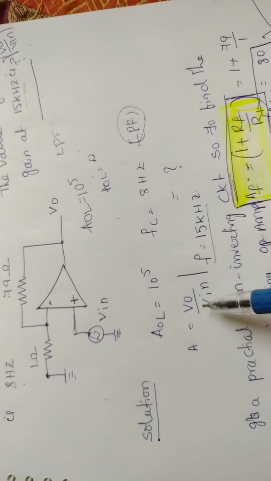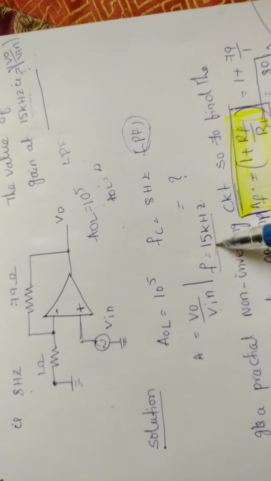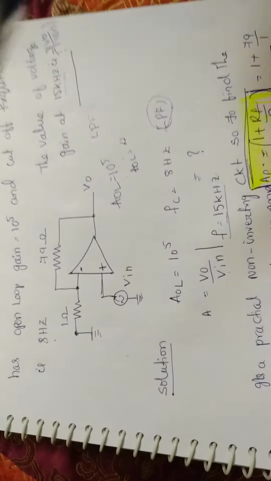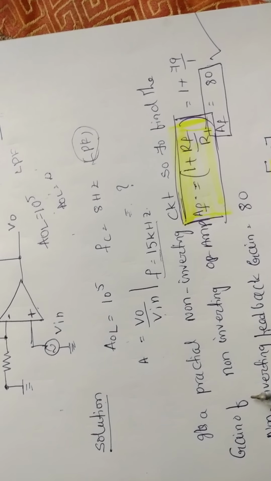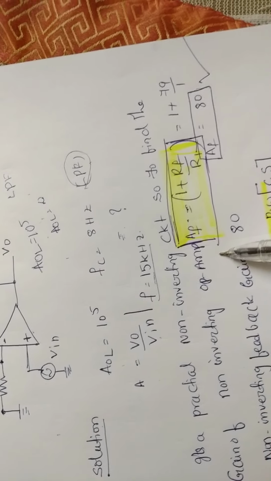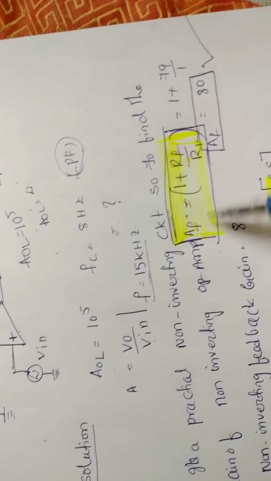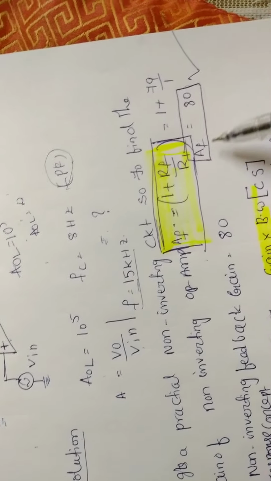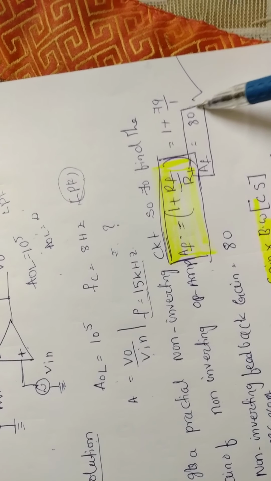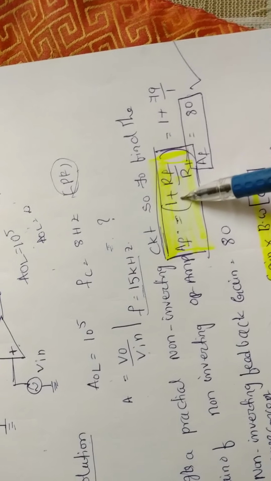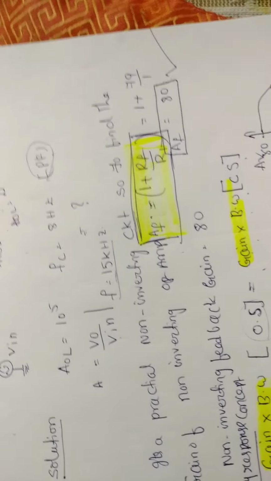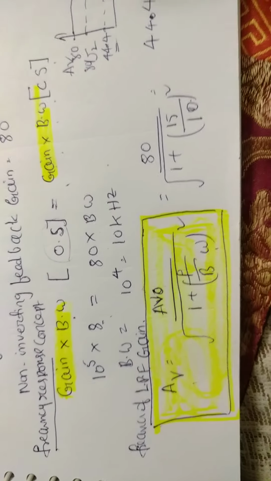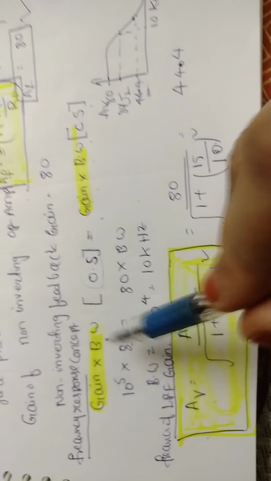And what is the formula? The gain V0 by Vin at 15 kilohertz we have to find out from the circuit. So this is a non-inverting amplifier. For the closed loop gain of a practical non-inverting amplifier, AF equals 1 plus RF by R1. So from this formula we'll get the closed loop gain as 80. So from the frequency response of the operational amplifier circuit, you have to remember these two formulas.